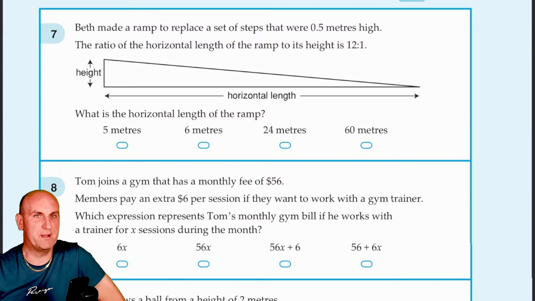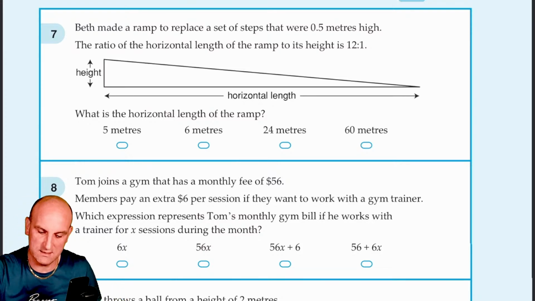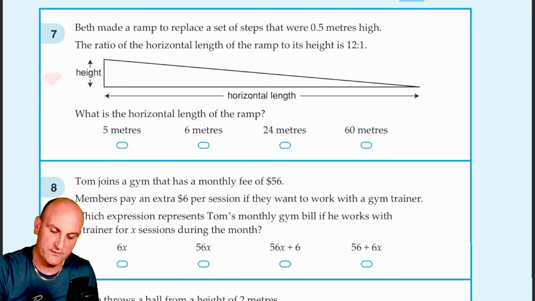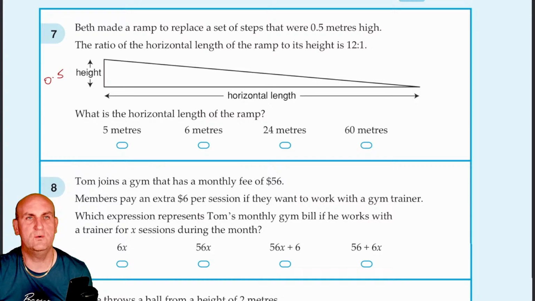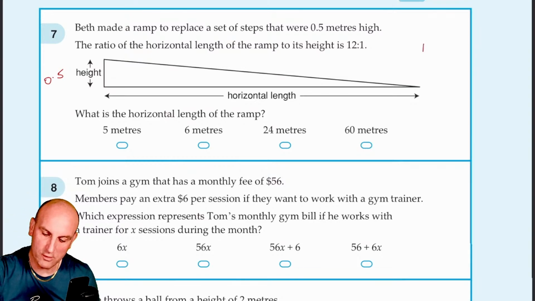Beth made a ramp to replace a set of steps that were 0.5 meters high. Okay, so that's 0.5 meters high. I always write on my diagram when I get these things. The ratio of the horizontal length of the ramp to its height is 12 to 1. Oh, okay then. So I'm going to write that now. So we've got the horizontal to its height is 12 to 1.